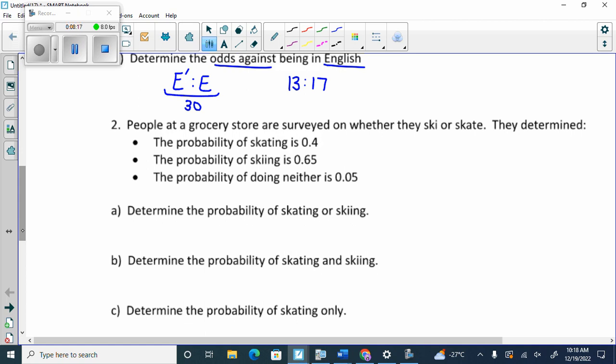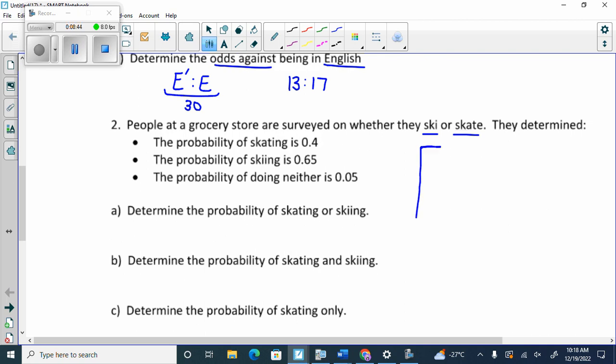So here we have people at a grocery store surveyed on whether they ski or skate. Those are the two things we're comparing. They determined the probability of skating is 0.4. The probability of skiing is 0.65. The probability of doing neither is 0.05, right? Same exact thing as the previous one, but it's probability, so it's going to total to 1. The previous one I said the total was 30. This one I don't have to give a total, because when it's probability, it totals to 1.